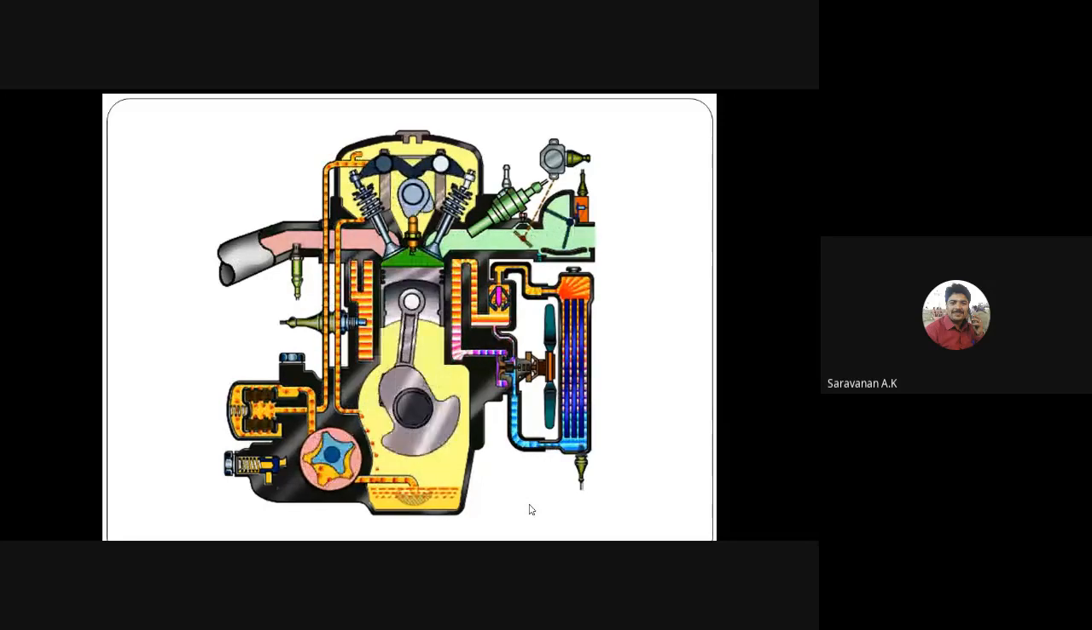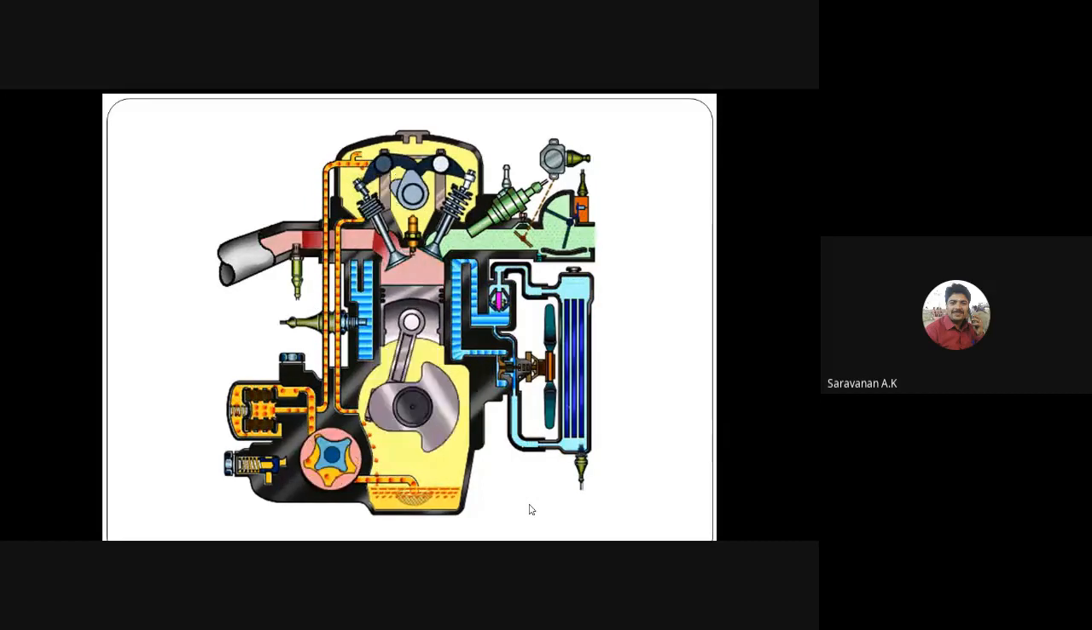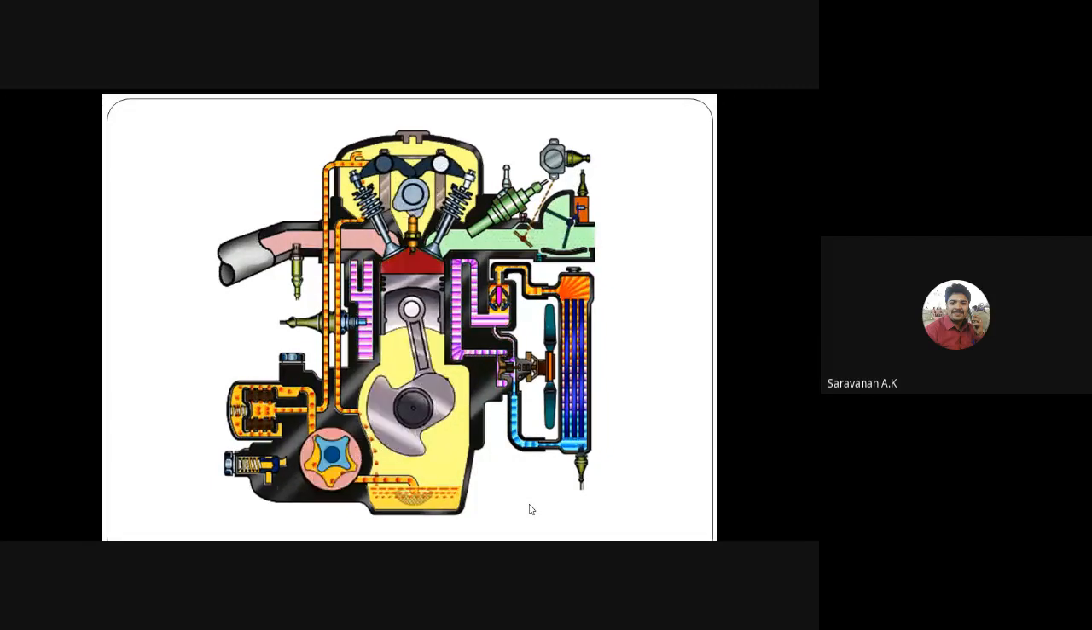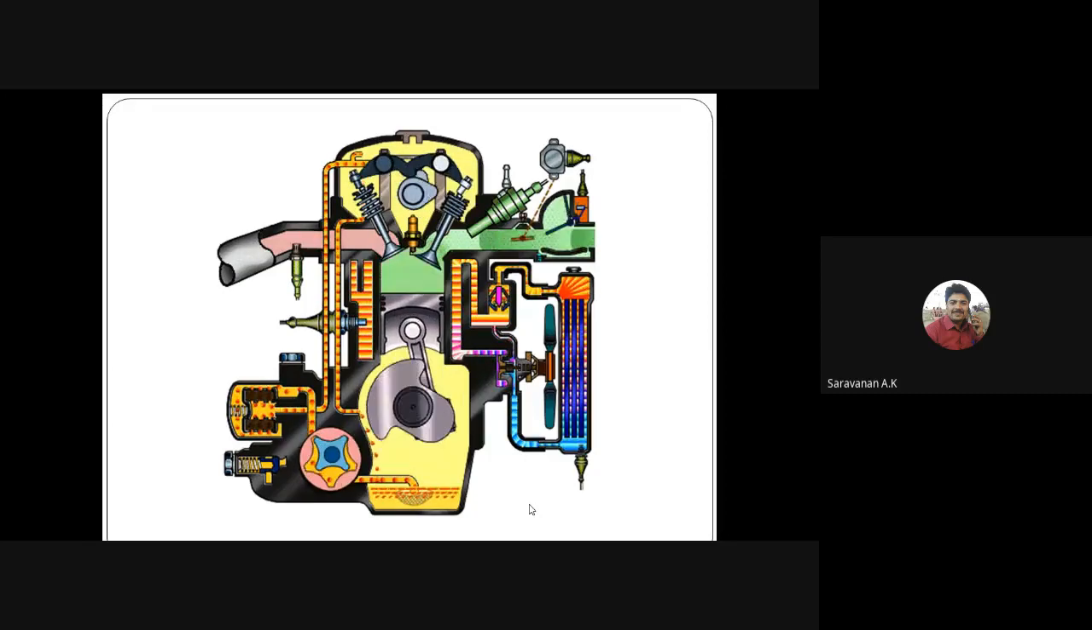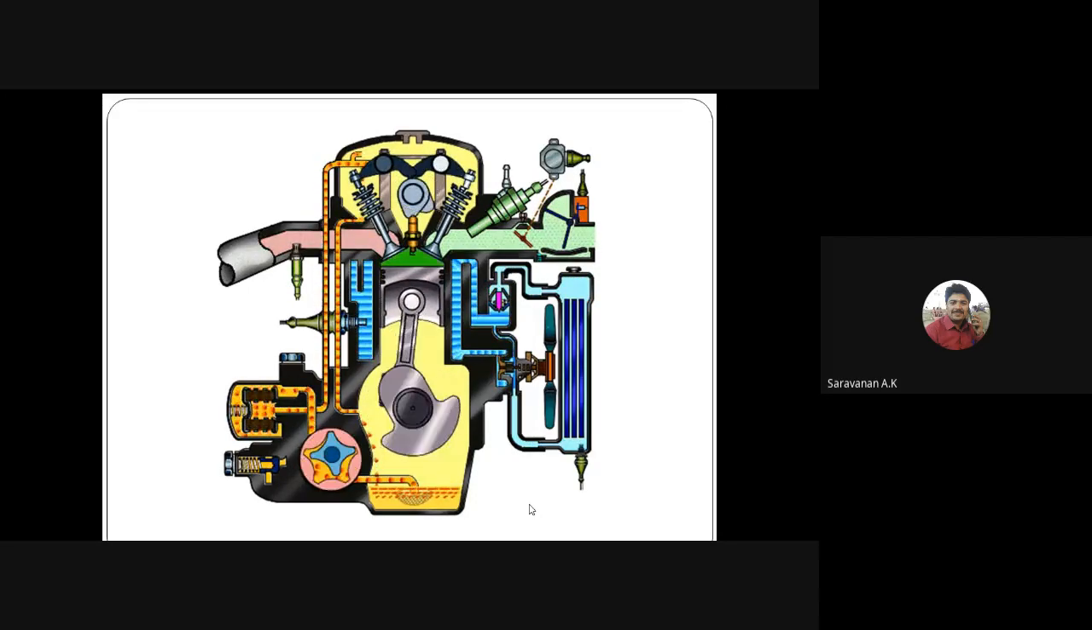The oil mist lubrication system has plenty of disadvantages, so we switch over to other lubrication systems. One is the wet sump lubrication system. In this diagram you can see an oil sump, or oil pan, at the bottom of the crankcase, and in that oil pan we have some oil.